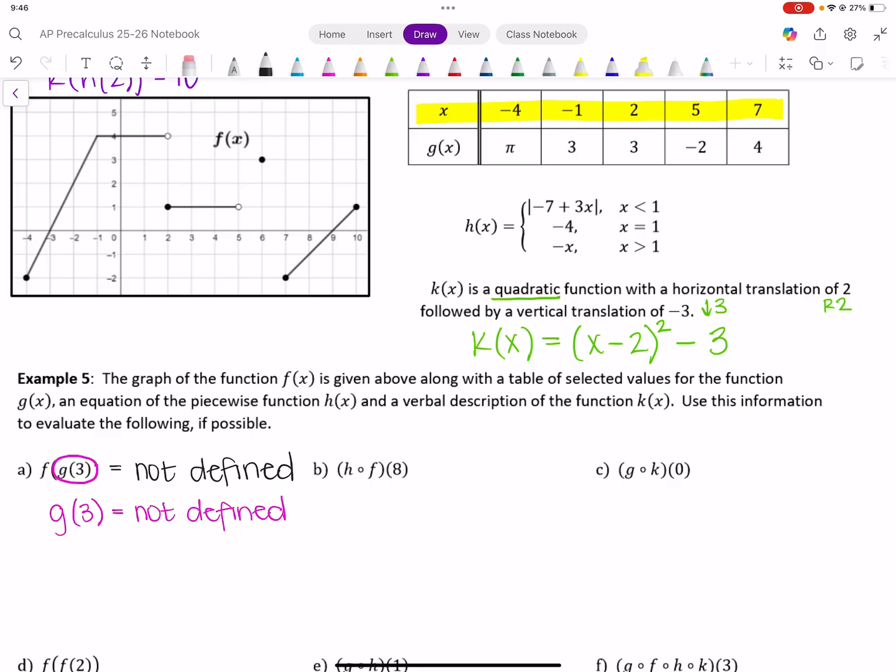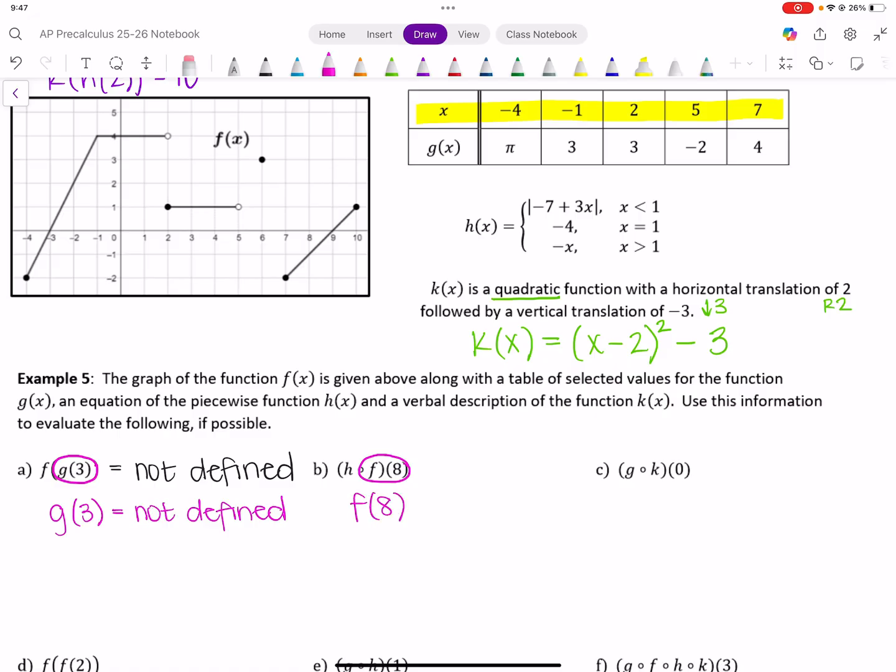So if the value does not exist in your table or in your function, you would say not defined instead of being able to continue evaluating. So now let's look at B, h of f of 8. So we're going to start with f of 8.